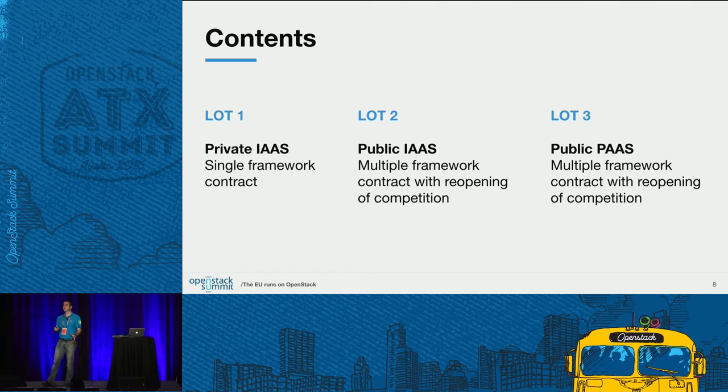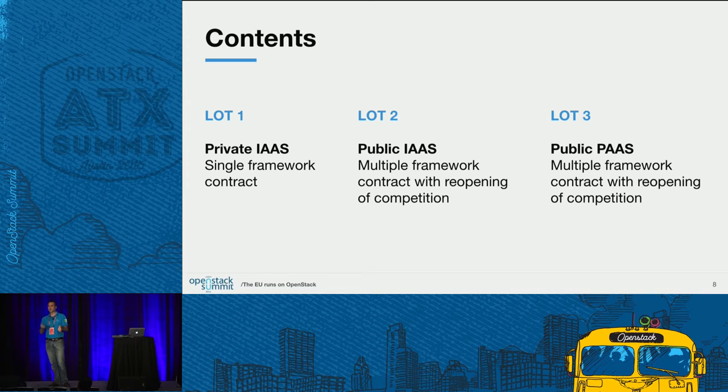of the tender. It was divided in three lots. The first lot was covering private IaaS. It was a single framework contract, which means one single winner, no reopening. And lot two and lot three, which were respectively covering public IaaS and public PaaS, were a reopening, which means the winners, the awarded providers, would be put in competition again after they've been awarded or eligible to provide those services.